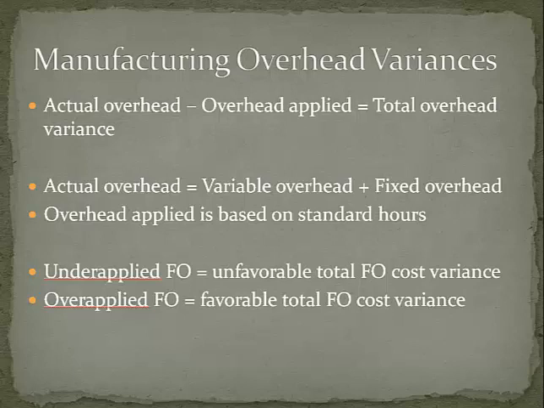So you want to figure out what your actual overhead is and subtract out your applied overhead. What's the difference between those? And that's going to give you your total overhead variance. And when we say actual, we're talking about both the variable and the fixed component. So we do want to include both of those here. And your overhead applied is going to be based on standard amounts here, standard hours. So again, you can look at the positive, the negative, whatever, but you can also look at under or over applied. If you under applied factory overhead, then that's unfavorable. If you over applied, then that would be favorable. And again, it's a difference between actual versus applied.